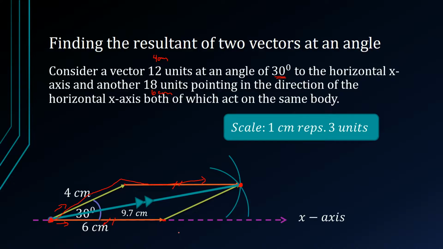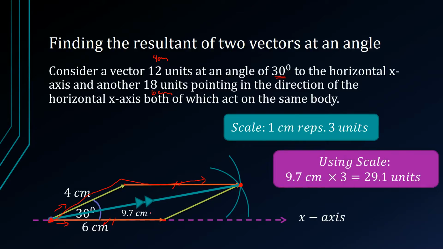Remember when we did the perpendicular vectors earlier, I said that it did not matter which one you started with. Notice horizontal, vertical, resultant vector. Notice vertical, horizontal, the resultant vector is the exact same. So we get a value of 9.7 centimeters approximately. And by using the scale, we can see that this will represent a vector of 29.1 units.